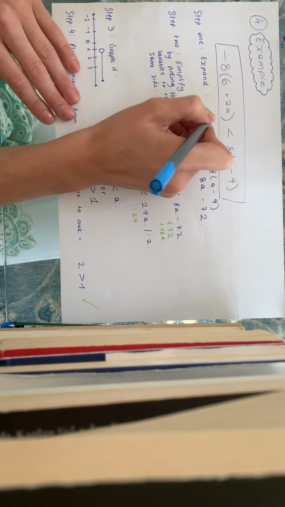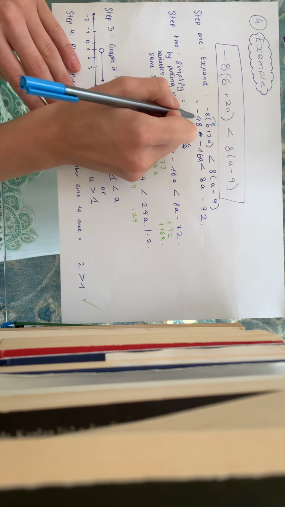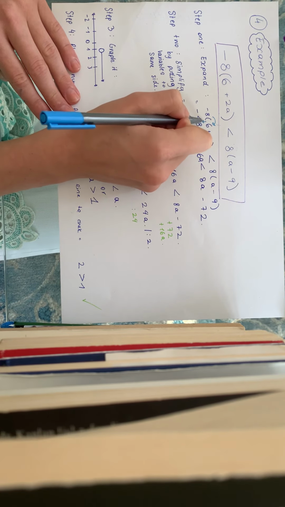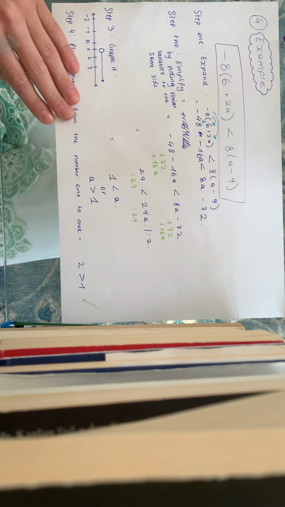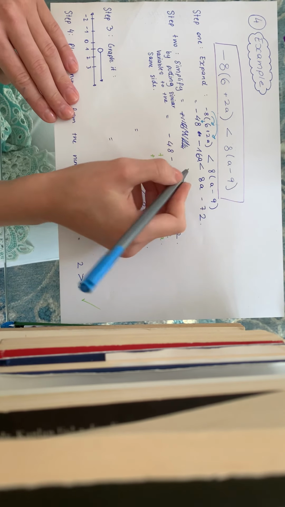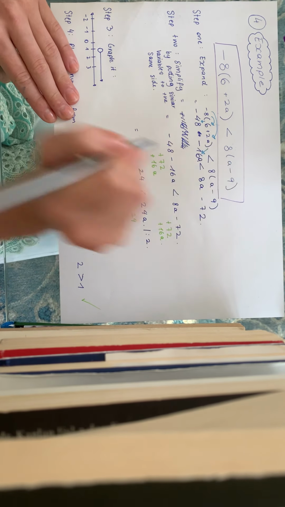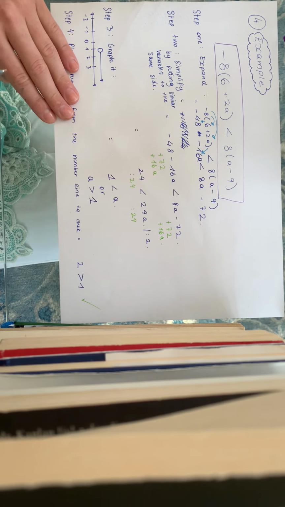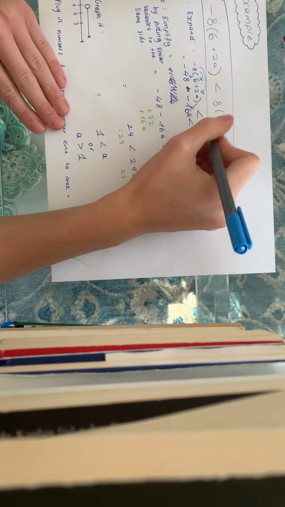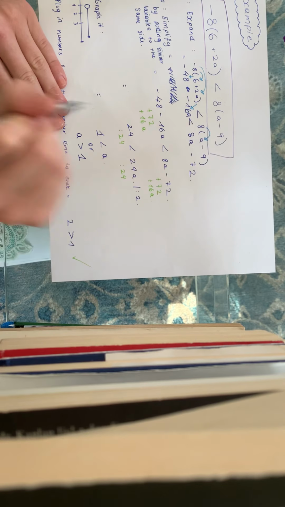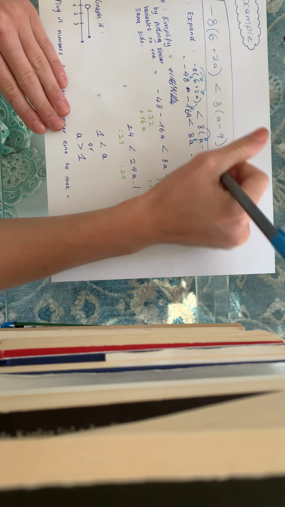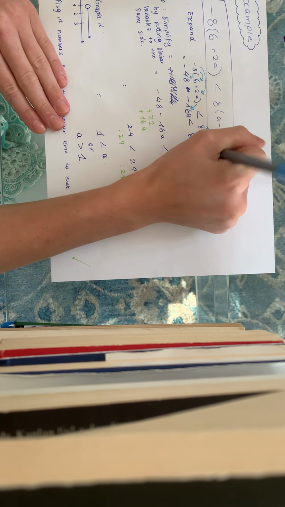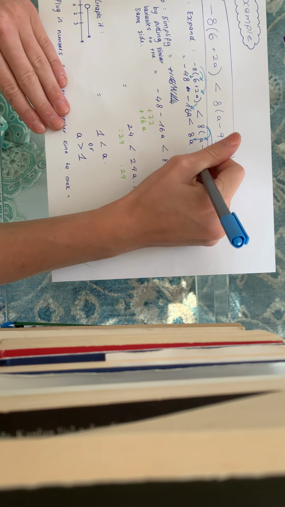-8 times 6 is equal to -48. -8 times 2a is -16a. Then is less than 8 times a is 8a. 8 times -9 is -72.